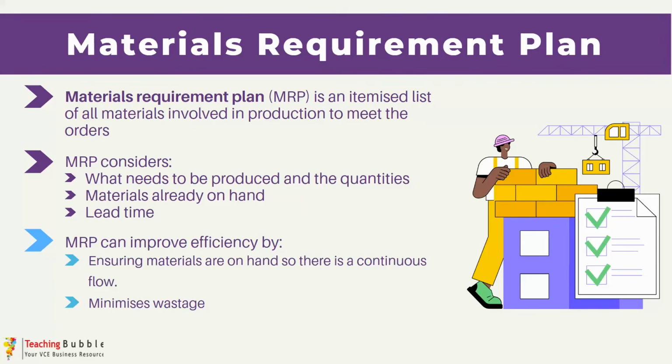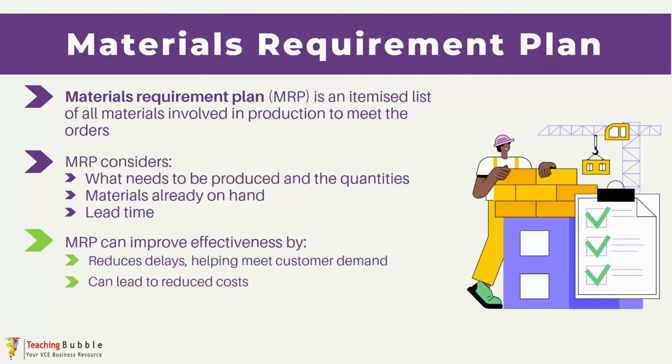So an MRP looks at what needs to be produced as well as the materials on hand and the lead time. Now, when we talk about lead time, we're talking about how long it will take to receive the materials from suppliers from when they're ordered, and that can ensure that the right amount of materials are ordered and also received in time for production to occur. So, like the other strategies, that can lead to a continuous flow in production, as well as because there's enough materials on hand, and it also minimizes waste, therefore improving efficiency.